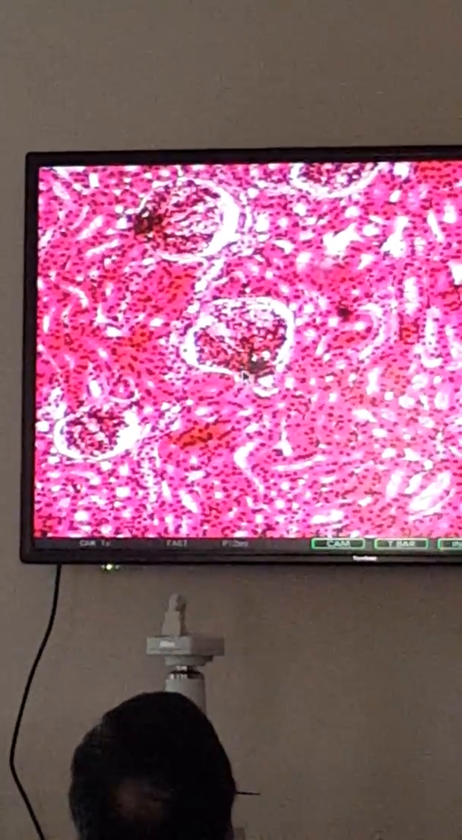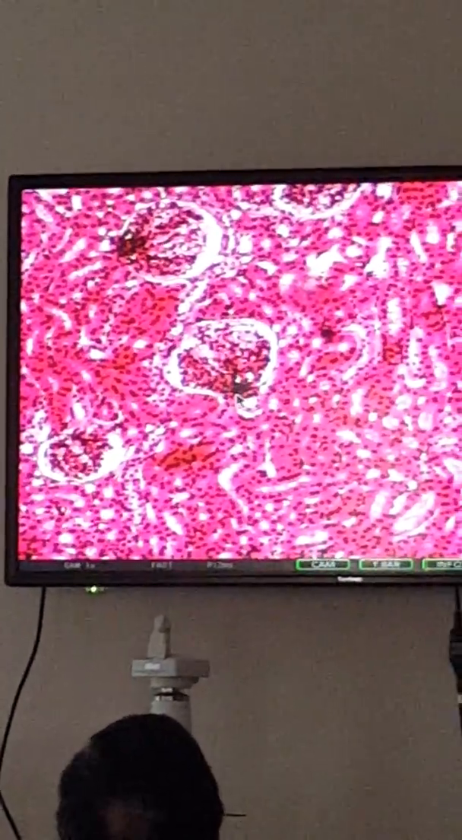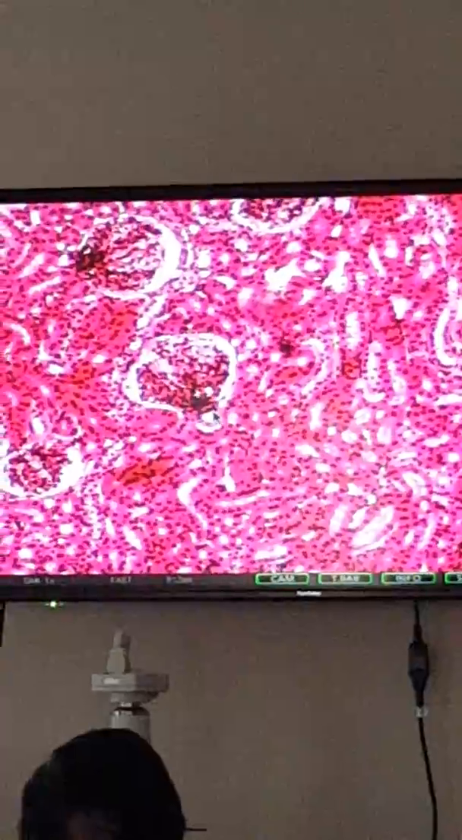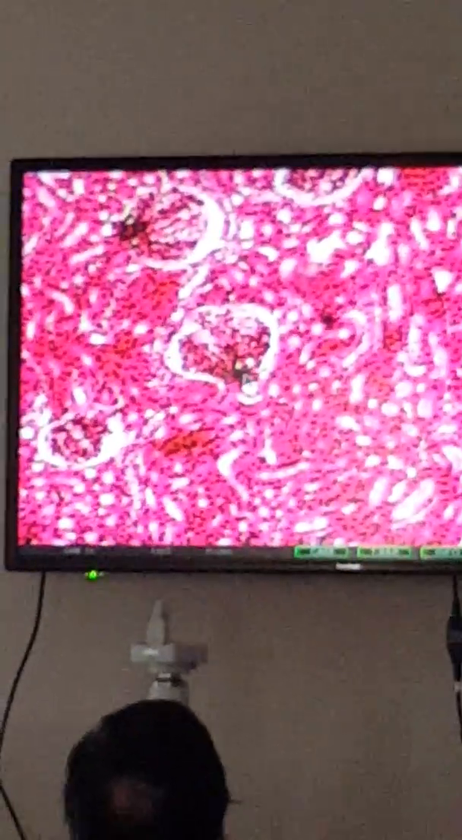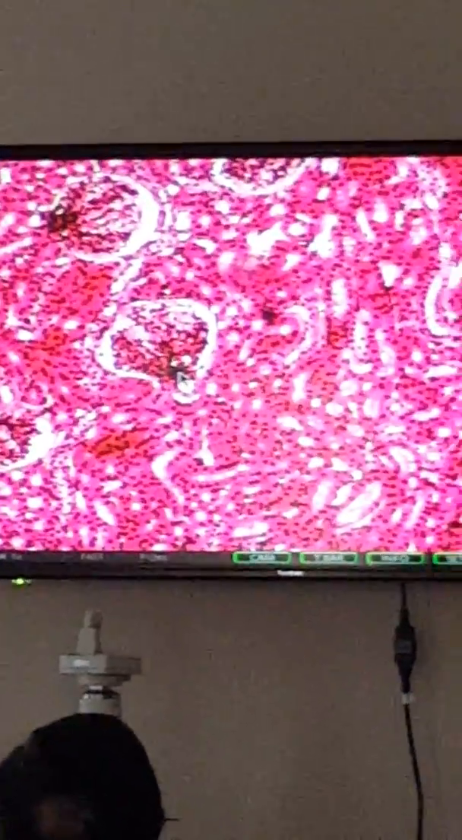Here we're catching where the DCT comes into contact with the afferent arteriole. And so these cells right here are going to line up. Now this isn't the best example, but this is a JG apparatus, where these are the cells of the macula densa, and on the other side here, these cells that are clumped together and aggregated, these are JG cells.